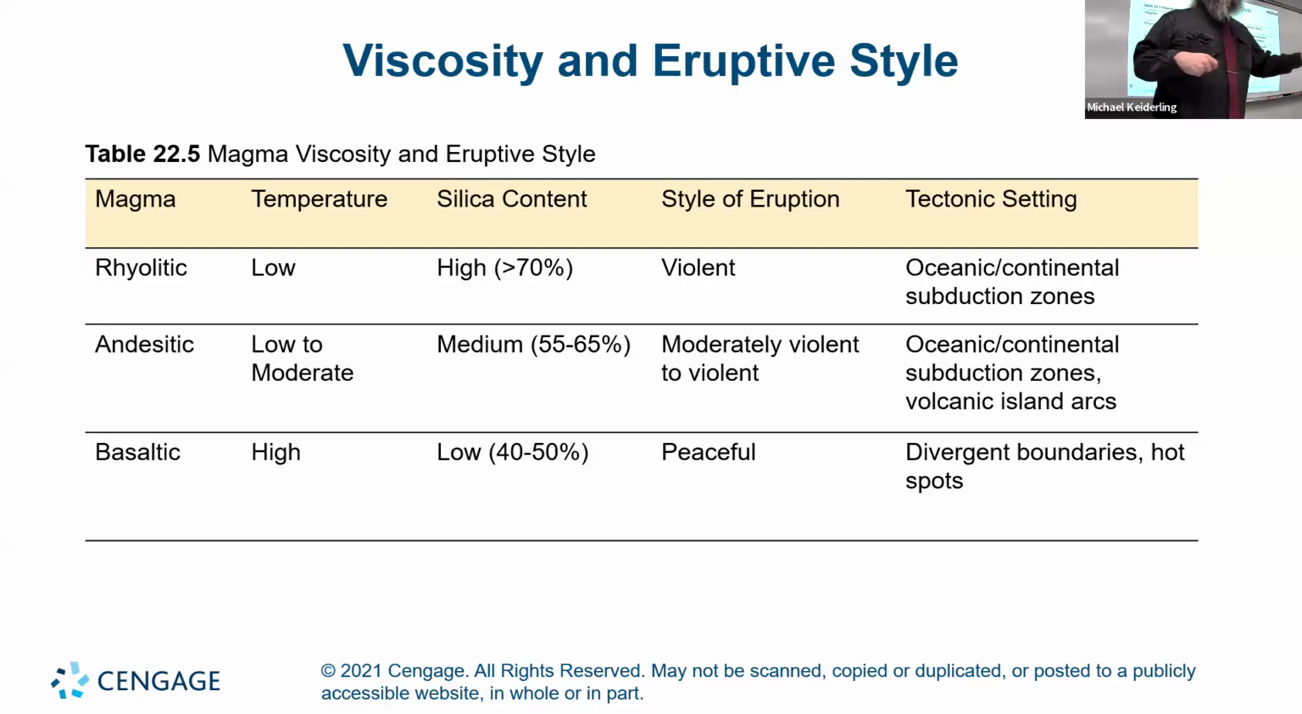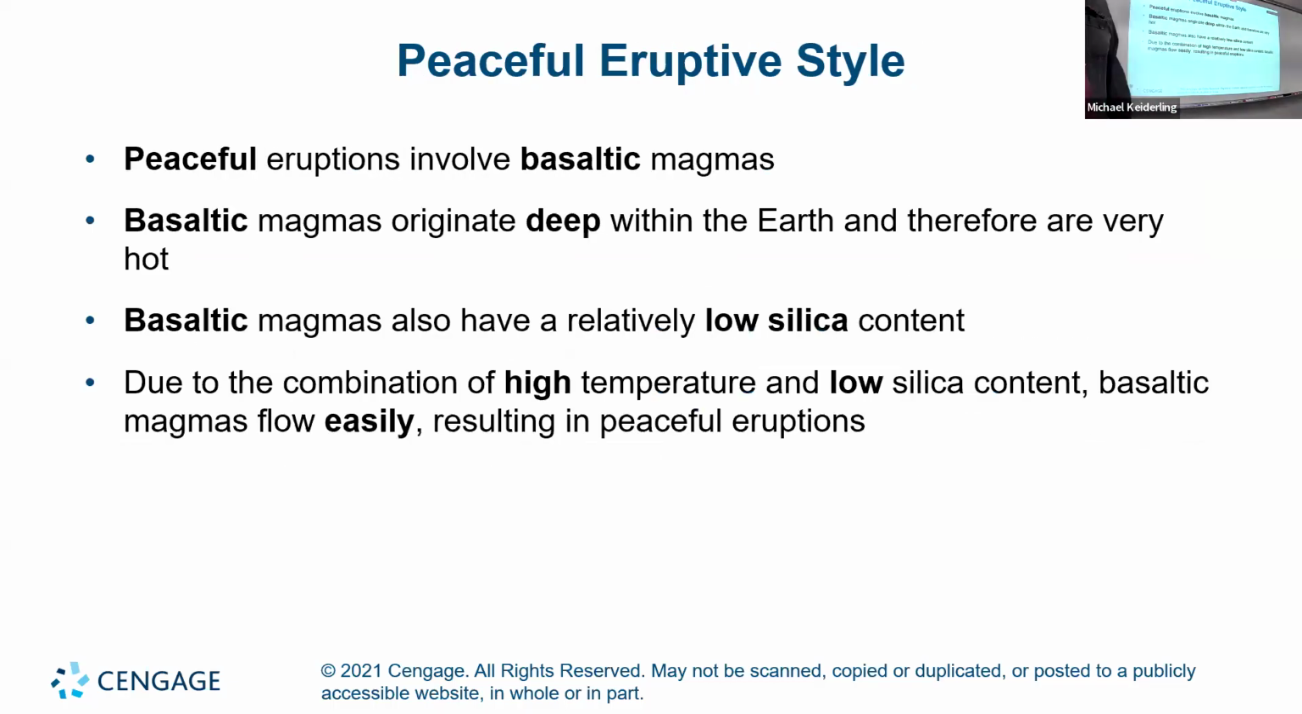And the volcanic hotspots are where hot magma is rising up from very deep in the earth, causing volcanoes in the middle of a plate, like Hawaii. So the least viscous lava that's out there today is in Hawaii. Hawaii has the longest flowing, least viscous magma currently coming out of the ground. So peaceful eruptions involve basaltic magma.